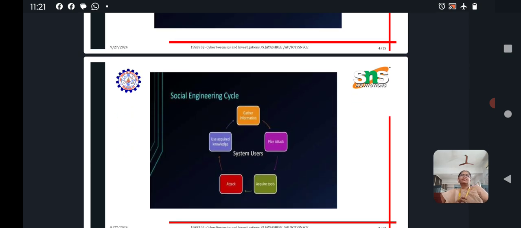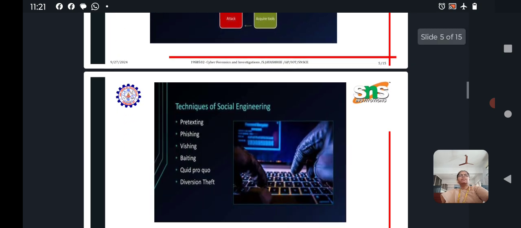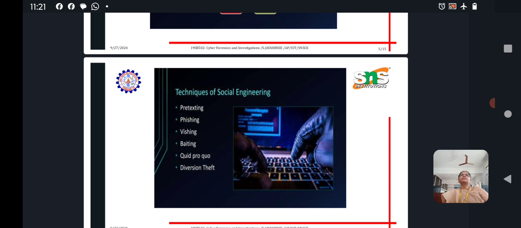Then the social engineering cycle. What is the social engineering cycle? They gather information, and after gathering information, they plan the attack. Then they use tools to get the information, acquire knowledge, threaten a person, and claim money. The different types of social engineering are pretexting, phishing, vishing, baiting, quid pro quo, diversion theft. So these are the different types of social engineering.